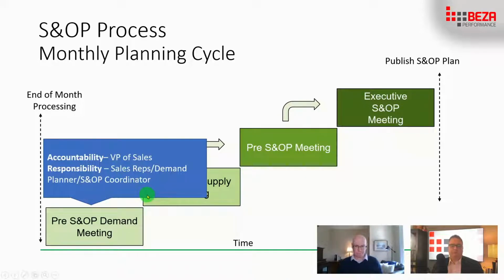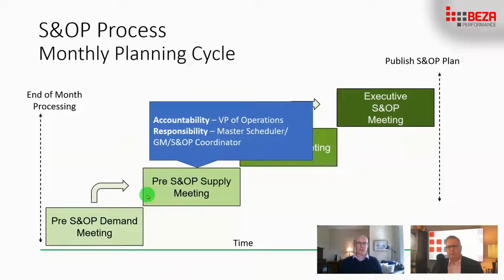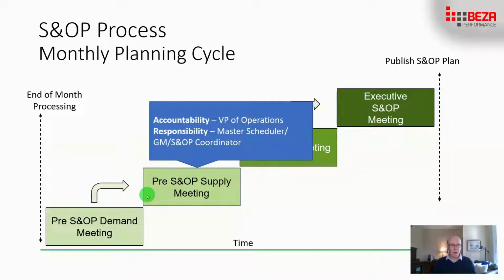Should be fairly straightforward. If I go to the next one, the pre-S&OP supply meeting, the accountability is the VP of Ops. If you're a buy-for-sale company, it might be your VP of supply chain. That's where the accountability sits, and the responsibility typically is a master scheduler, might be the GM of a plant if you look at the plant level, and the S&OP coordinator. In some cases, that S&OP coordinator might be sitting in one of these roles as well. The outcome of that is your supply plan.